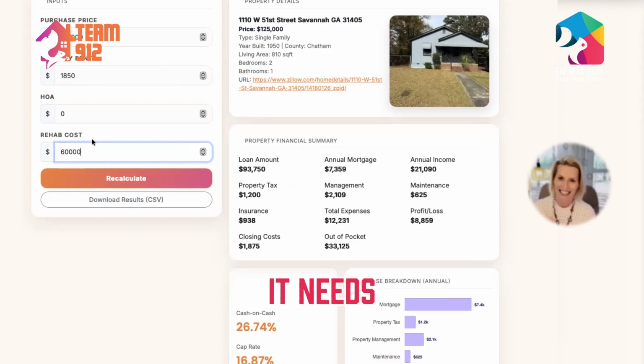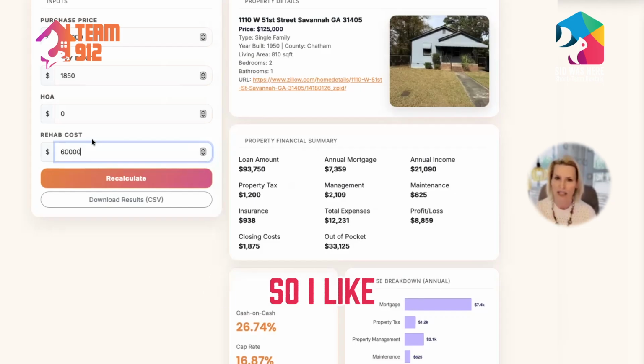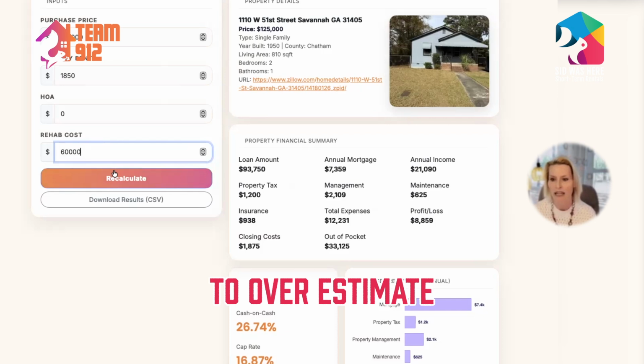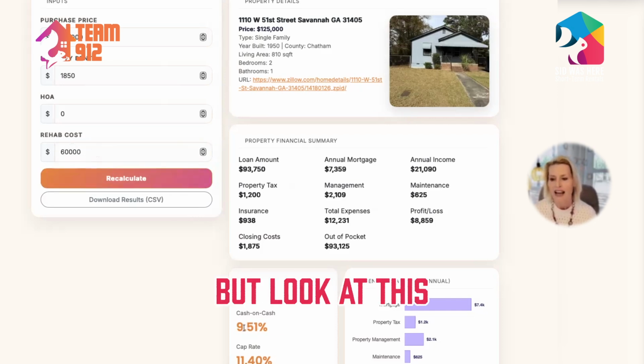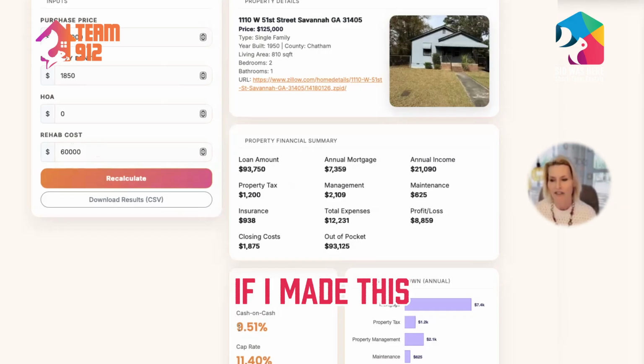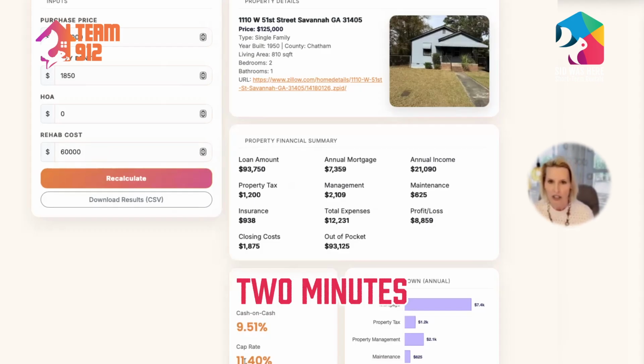I'm going to guess it needs a kitchen, a bathroom, all new flooring, paint, maybe a roof. So I like to pad that. It's good to overestimate. I'm going to hit recalculate. But look at this. I can still see at the end of the day, my cash on cash, if I made this a long-term rental, is still going to be very close to my target, which is 10% return. So this is 9.51 cash on cash, 11.4 cap rate. This is a solid deal right here in Savannah, and I just found it in less than 2 minutes.